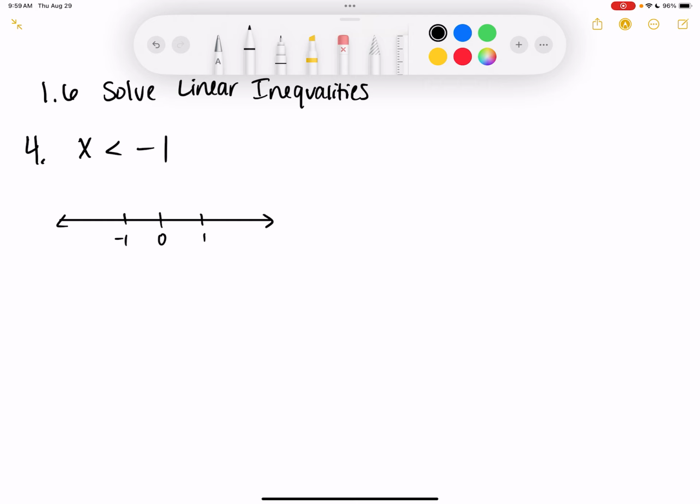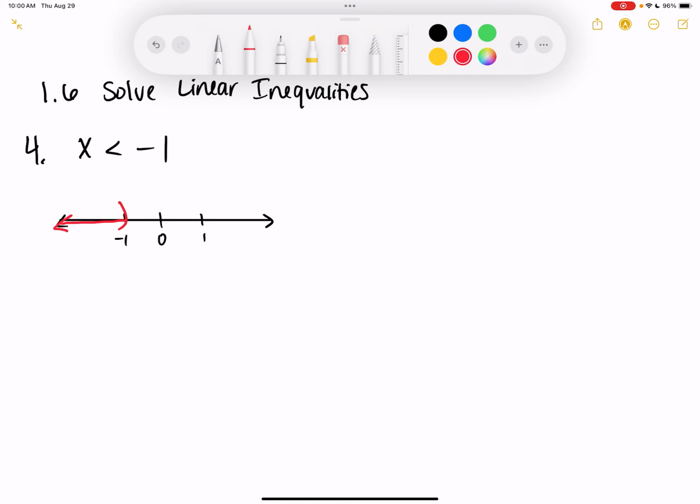You just do a parentheses and then you do the point. Going which direction? Left. So a parentheses, since it's a less than. If it was greater than without the or equal to part, it would also be a parentheses. The or equal to part gives me a bracket.